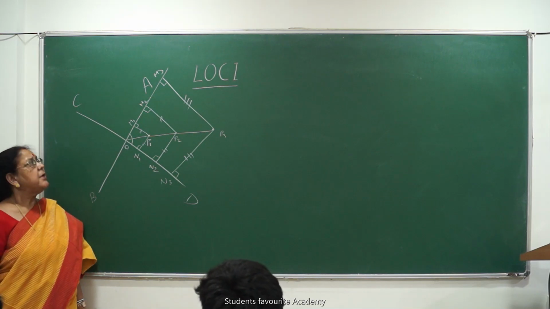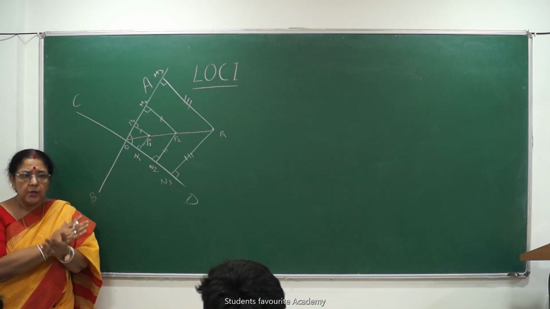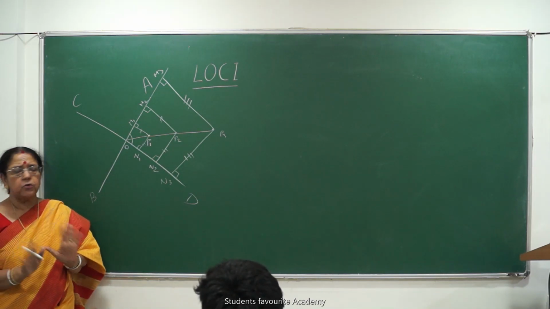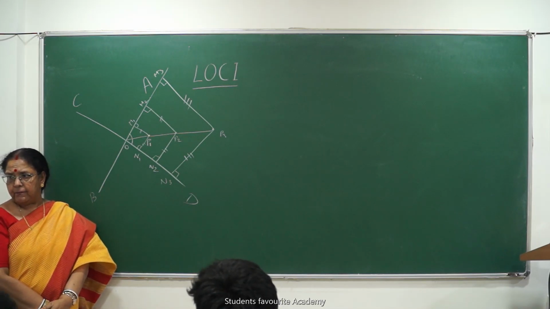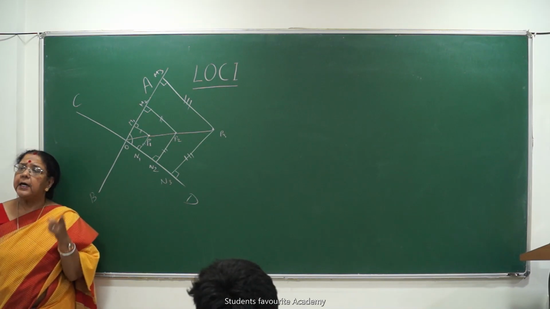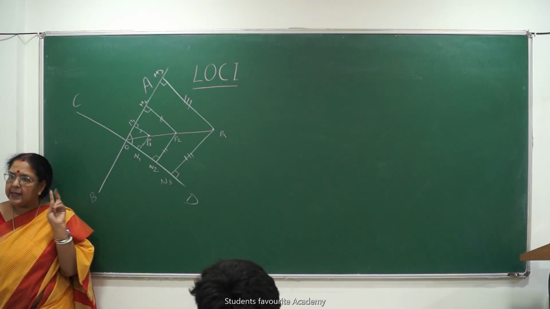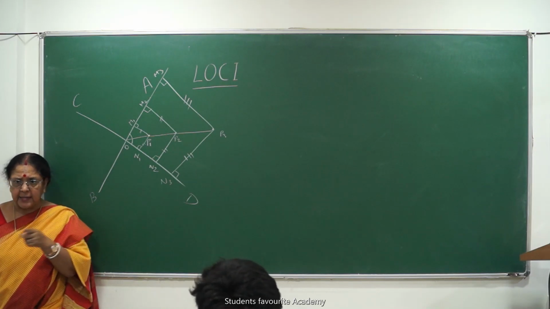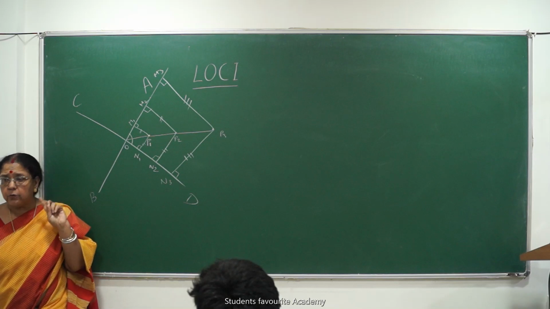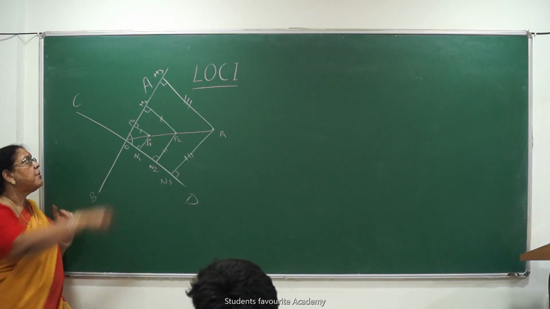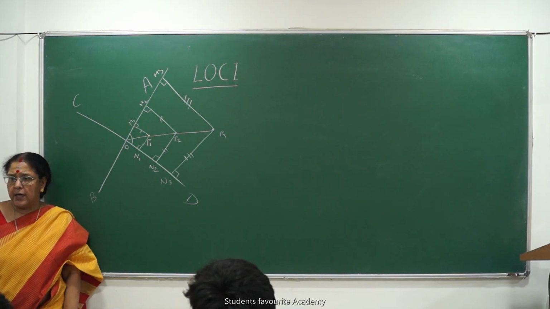Okay? So that means if you want to find the locus of a point which is moving equidistant from two intersecting lines, simply what you have to do is draw the angle bisector in order to find the locus. These are the two theorems. So the first theorem says the locus of a point moving equidistant from two fixed points is the perpendicular bisector of the line joining the two fixed points. And the second theorem says the locus of a point moving equidistant from two intersecting lines is the angle bisector of the two lines.